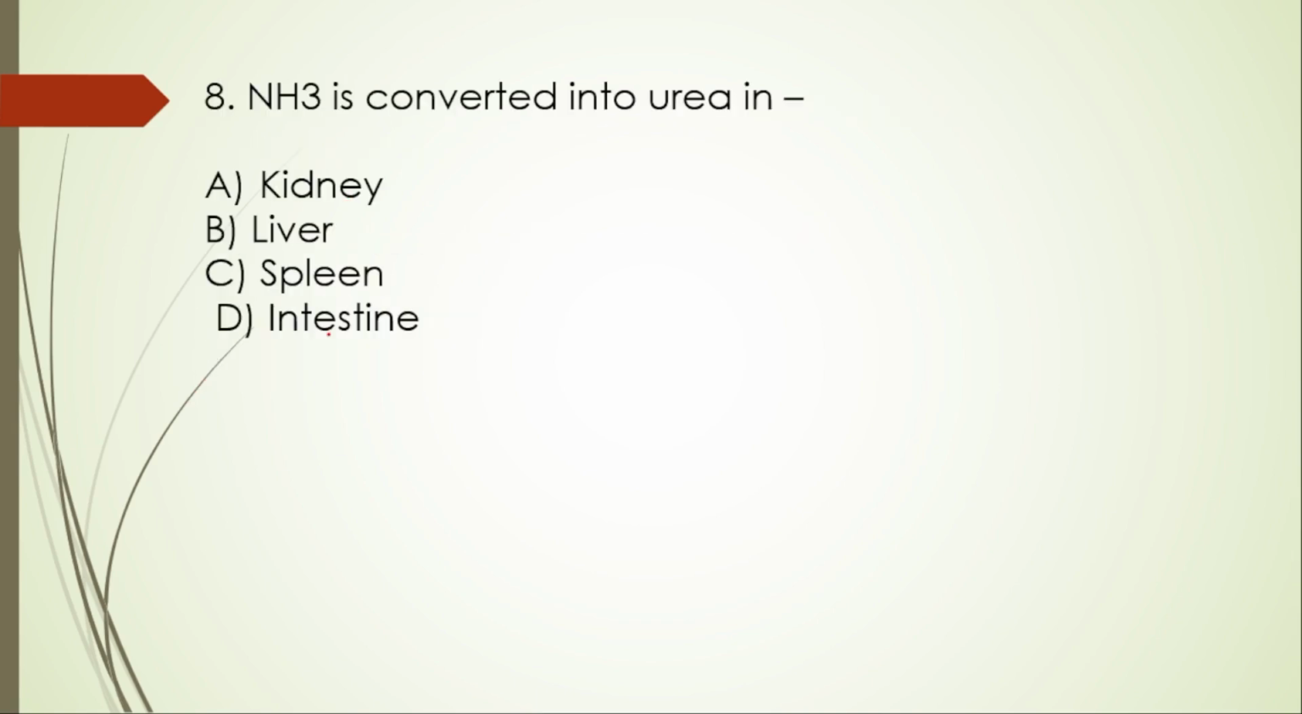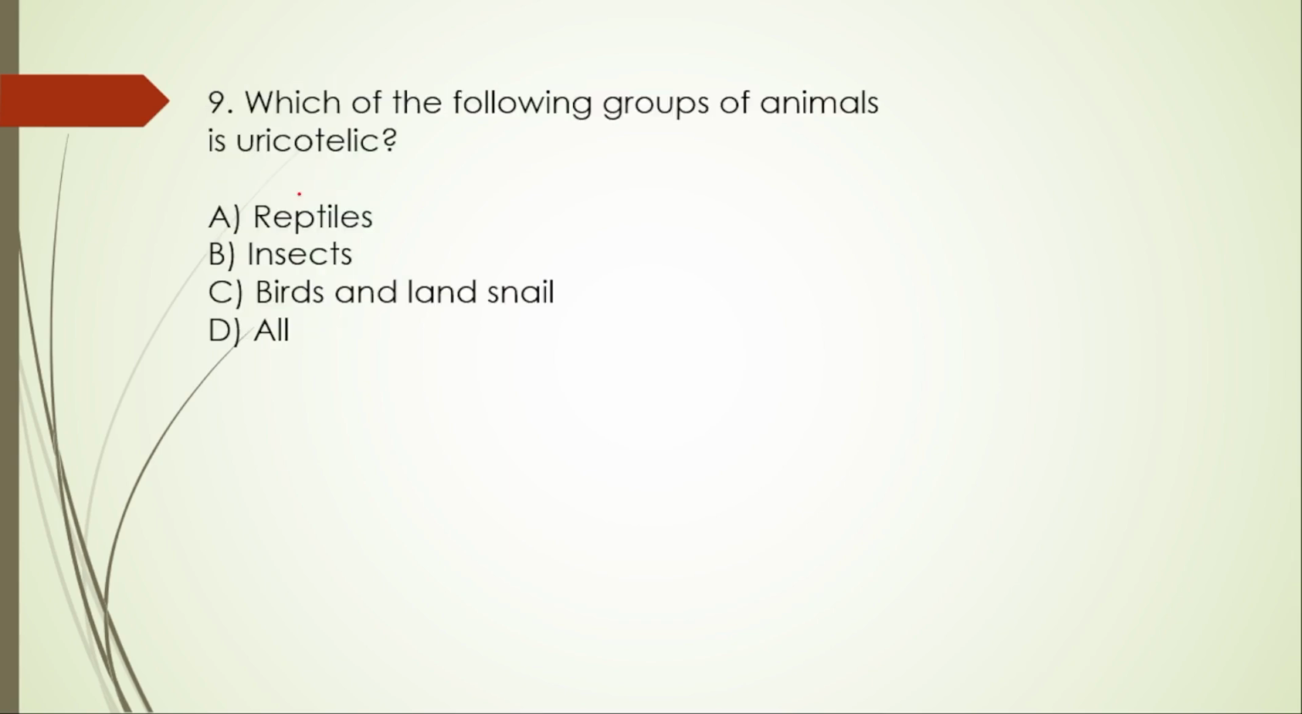Next question, that is question number 8. Ammonia is converted into urea in A, kidney, B, liver, C, spleen, D, intestine. So here the right option is option B, liver. Just now I said about that. Next question number 9.